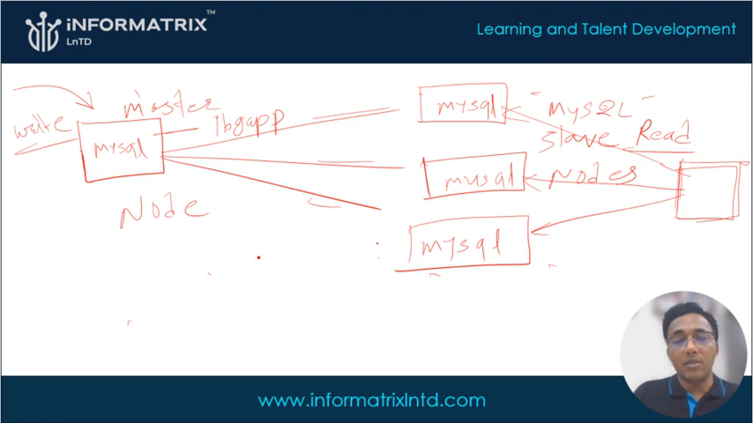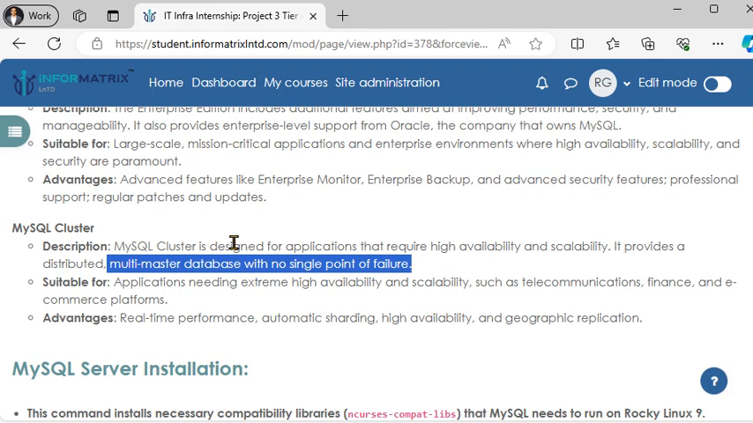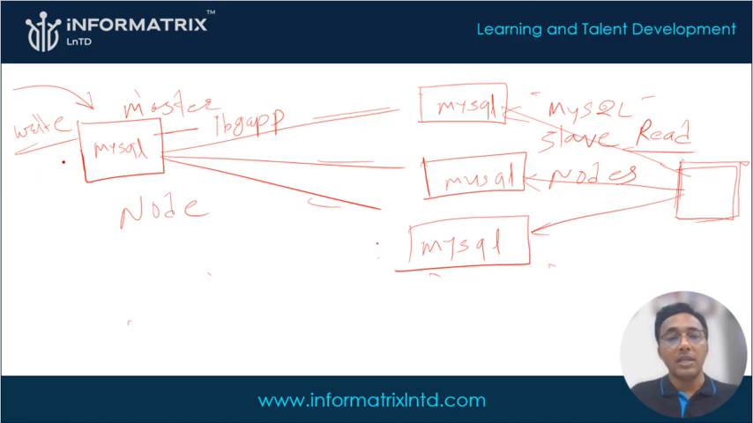Now when we are talking about the third edition, MySQL Cluster, which provides a multi-master database with no single point of failure, what does it mean? Even if this server, our master server, goes down, I have one more master server, which is again a master node, and these two masters are syncing with each other.